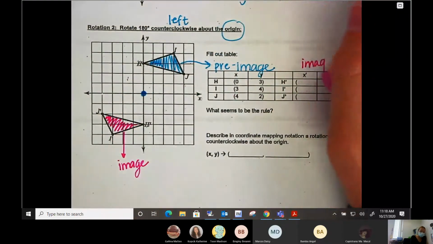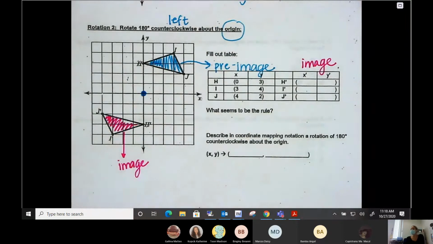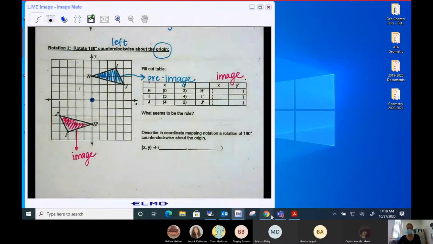Okay, so just like before, we're going to write the coordinates and we're going to see if we can come up with a pattern. So I'm going to let you try that one. I want you to write the coordinates and see if you can come up with a pattern. So go ahead and go back and give that a try.